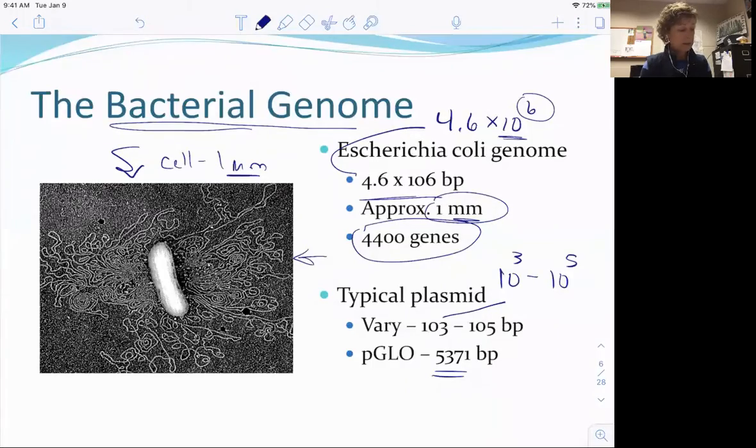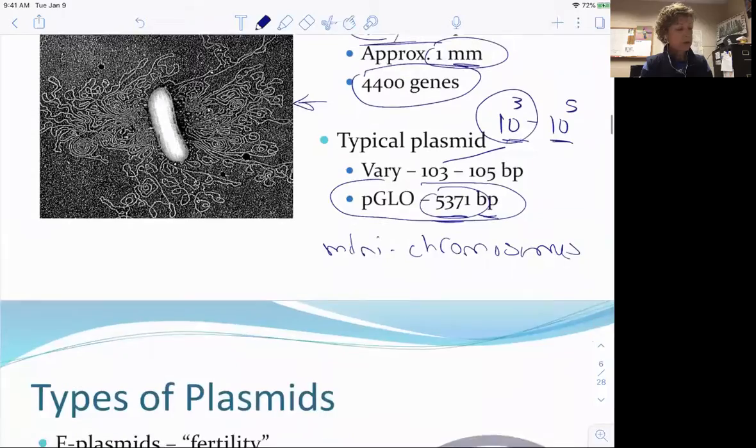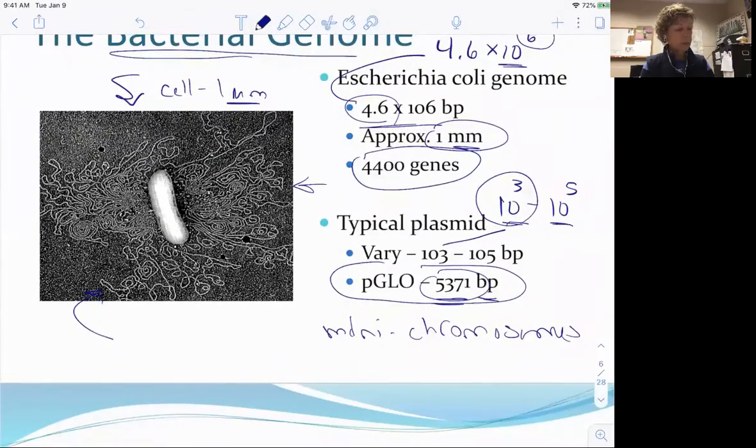If you compare that to a plasmid, and we kind of think of plasmids as mini chromosomes, they're on the order of a few thousand base pairs, so maybe 1,000 to 100,000 base pairs. And there's usually just a few genes in those plasmids. So the one we're going to look at is pGlow, and that's been sequenced, so we know exactly the length of it. It's 5,371 base pairs. It's a circular molecule, so much smaller. So 5 times 10 to the 3 compared to almost 10 to the 6, so 3 orders of magnitude smaller than the whole genome. So if this represents the whole genome, my little plasmid would be something like this, a tiny little circle there.